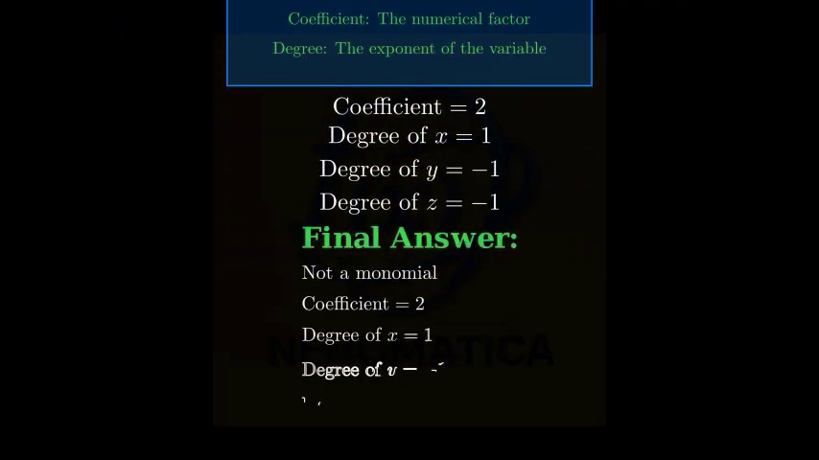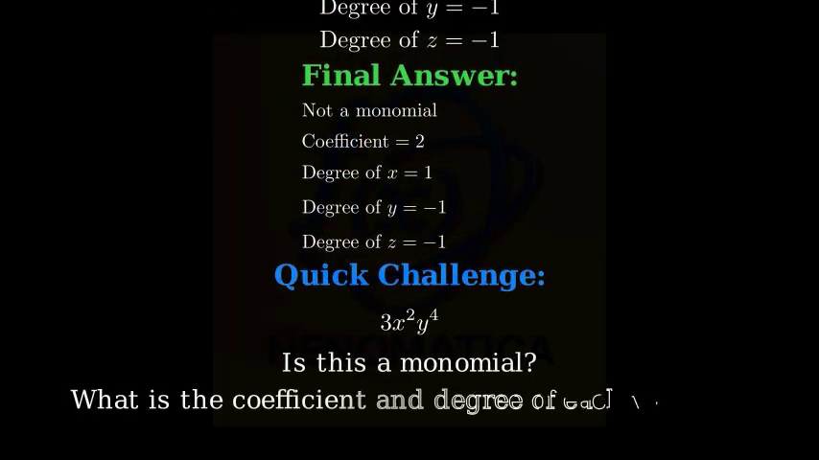The solution to our challenge. Yes, 3x squared y is a monomial because it's a product of a number and variables with positive integer exponents. The coefficient is 3. The degree of x is 2. The degree of y is 4. The total degree of this monomial is 2 plus 4, which is equal to 6.